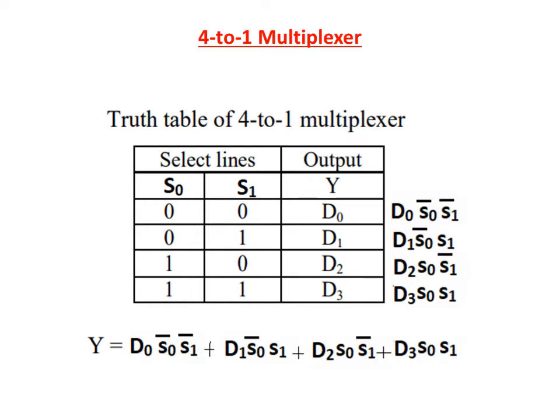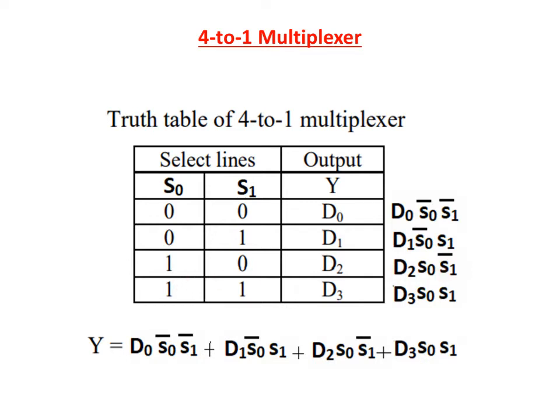And when the selection input lines are the 0 1 combination, the input D1 is directed to the output side. So the output expression at this position is D1, S0 bar and S1. Now for the 1 0 combination, the output is D2. This time the logical expression is D2, S0 and S1 bar.